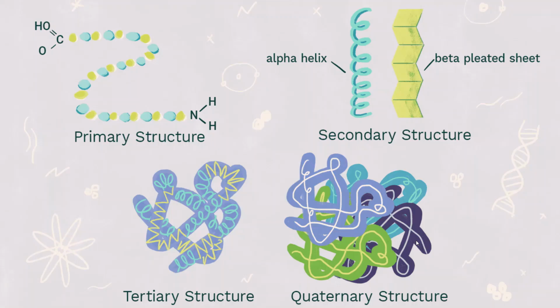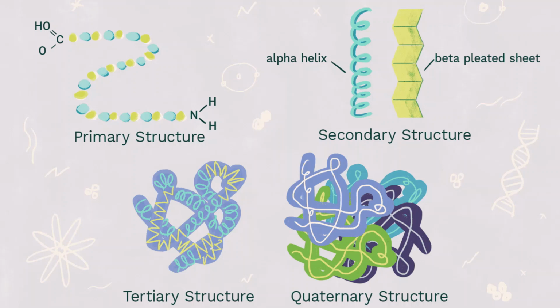Next, here's a picture of protein structures. So proteins have many different levels of structures. Recall that proteins need to be folded correctly to function properly. And first, all proteins start out as polypeptides, which are linear chains of amino acids.